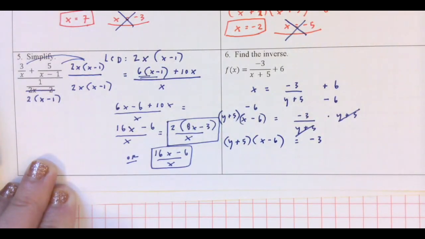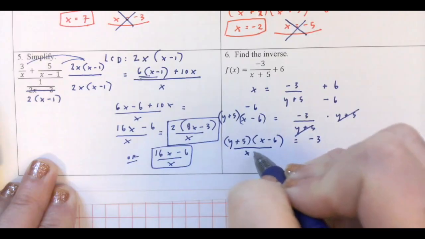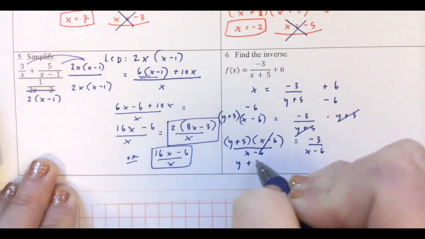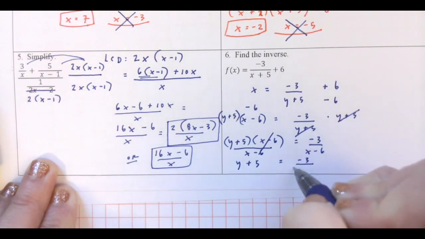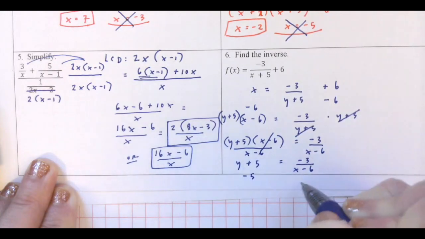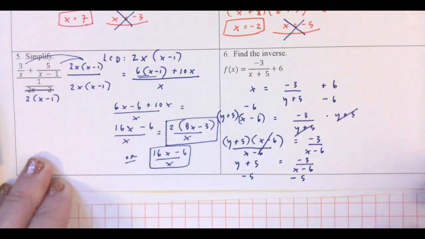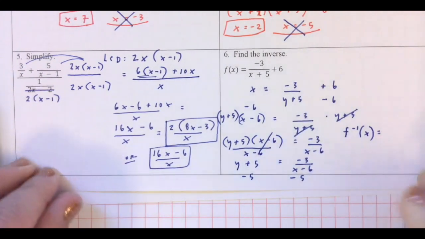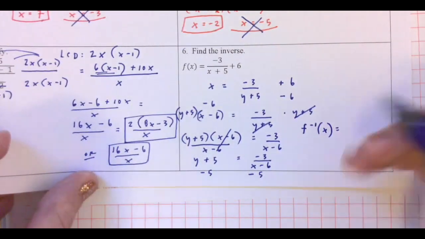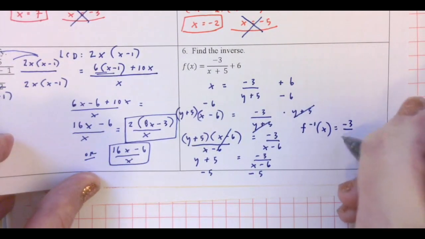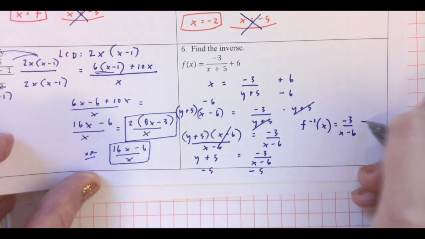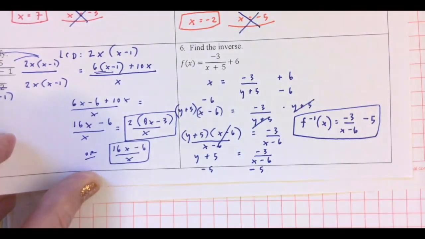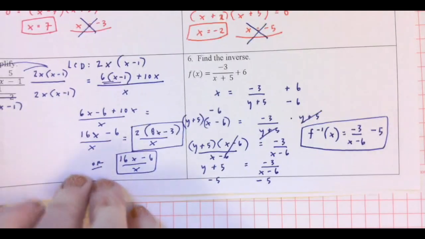But I want to get the y by itself. So I'm going to divide by x minus 6. So now y plus 5 equals -3 over x minus 6. And then I'm just taking away the 5. Okay, and I've done my job. I'm just going to write it in function notation. So inverse of function f, right, like that. I slide that over. And I get -3 over x minus 6. And then take away 5. All right, and that is it. So let's flip our page, go to the back.